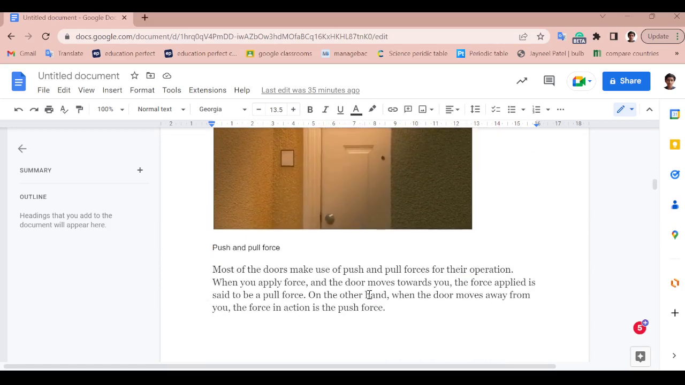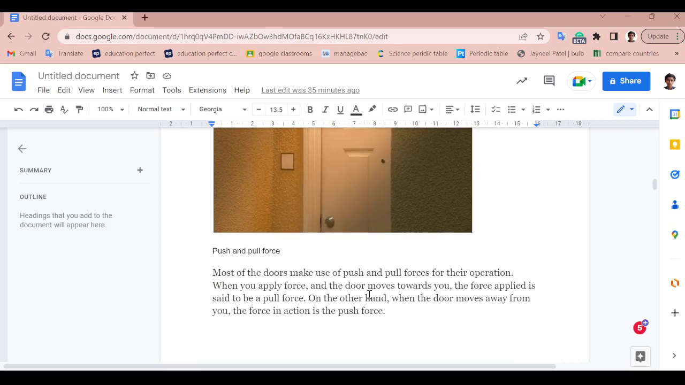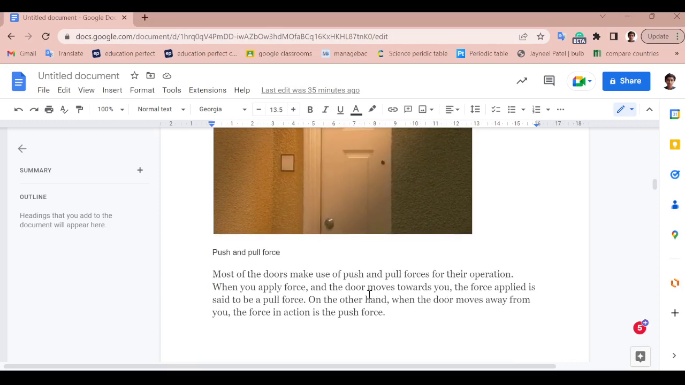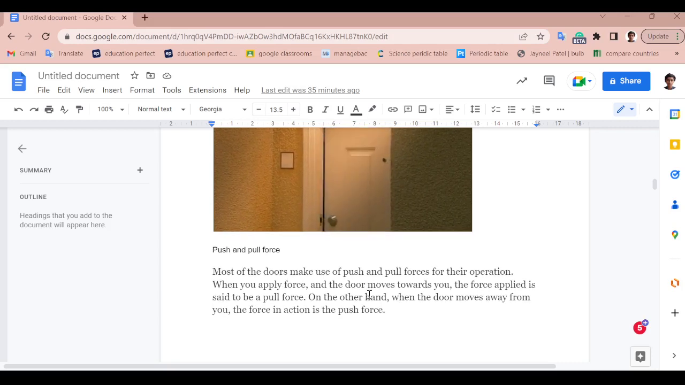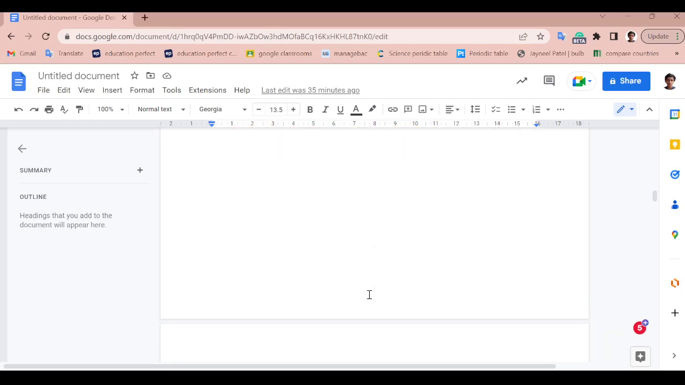A push and pull force. Most of our doors make use of push and pull forces for their operation. When you apply force and the door moves towards you, the force applied is said to be a pull force. On the other hand, when the door moves away from you, the force in action is a push force.